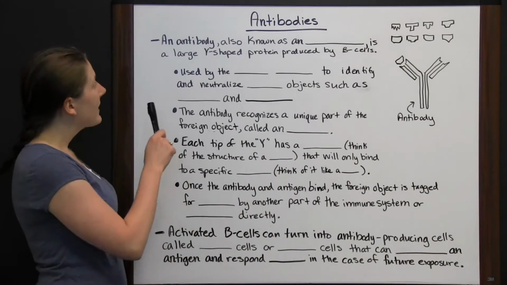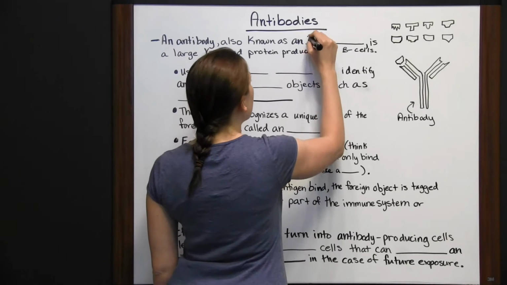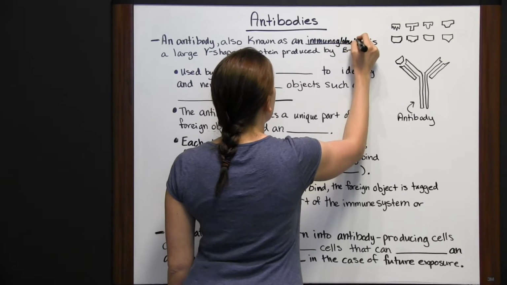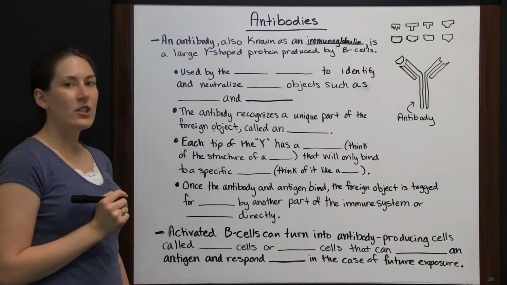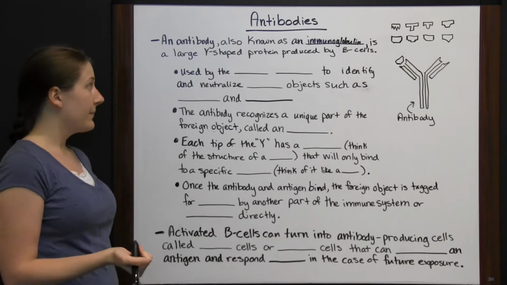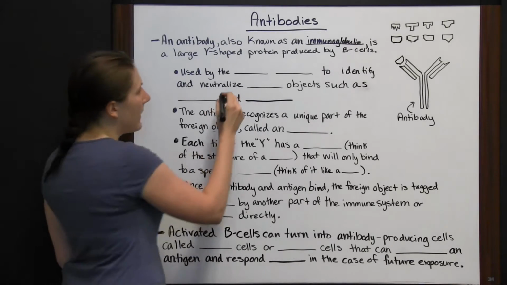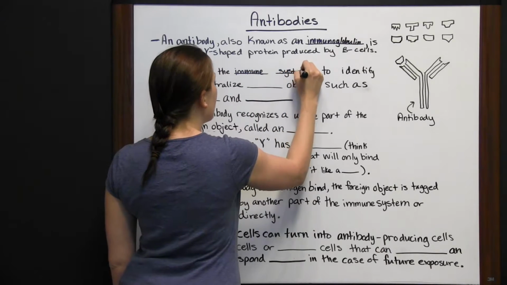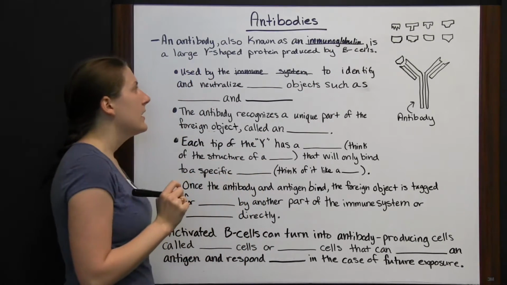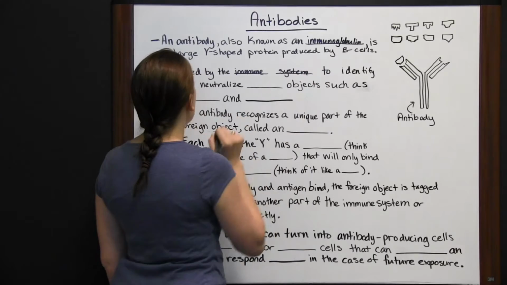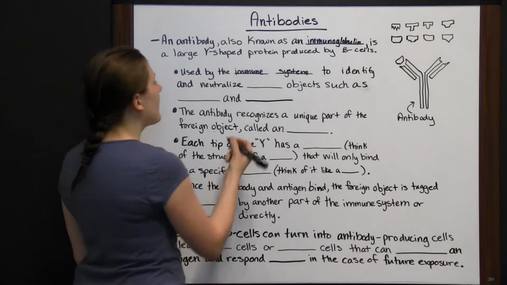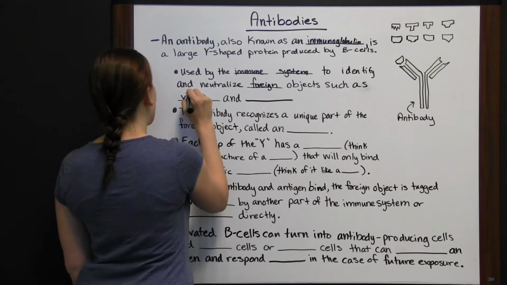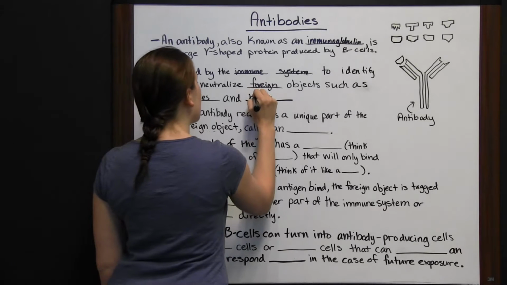Antibodies are also known as immunoglobulins. And they are large Y-shaped proteins produced by B cells. Now, an antibody is used by the immune system. You might have been clued in by the immunoglobulin alternative name. So it's used by the immune system to identify and neutralize foreign objects such as viruses and bacteria.